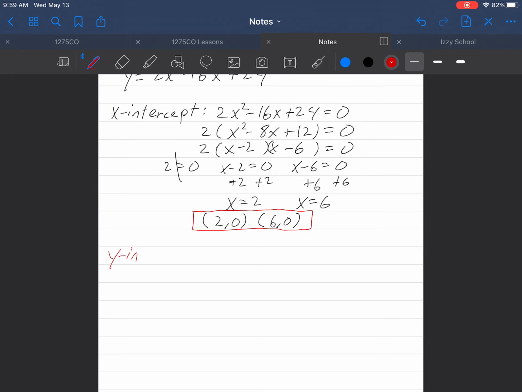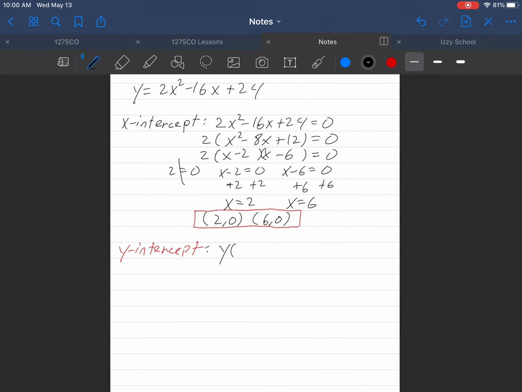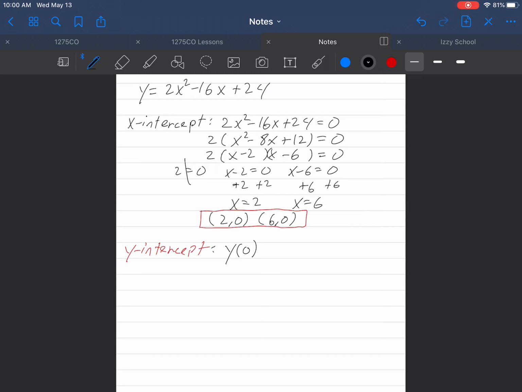So the y-intercept. The y-intercept is going to be done the same way. We're taking y, our 2x squared minus 16x plus 24, and evaluating it with 0 plugged in for x. So 2 times 0 squared minus 16 times 0 plus 24. Anything times 0 is 0, so 0 minus 0 plus 24 is equal to 24. And that means we're going to get a y-intercept of (0, 24).